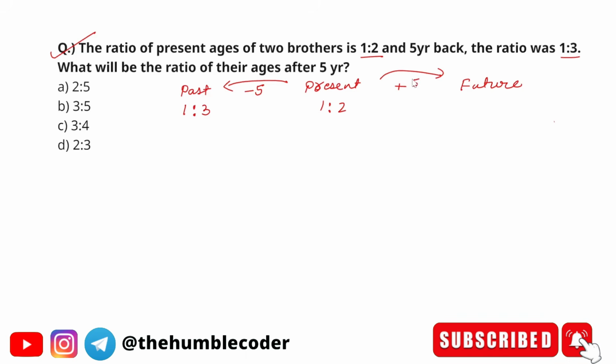Let's try to formulate the equation first and then we will be solving it. See, the present ratio that we have, 1:2, I can write in this way, x by 2x, and if I subtract 5 from both the numerator and denominator, what I get is 1:3, because we are told that if we subtract 5 years from the present age, then this is the past ratio that we get. So based on this, we have formulated this equation.